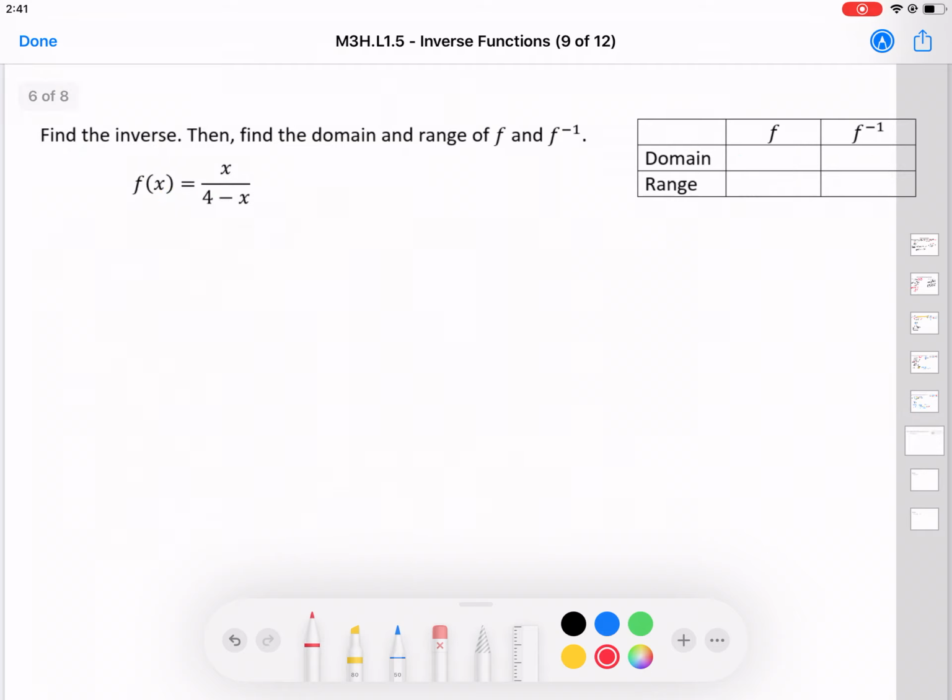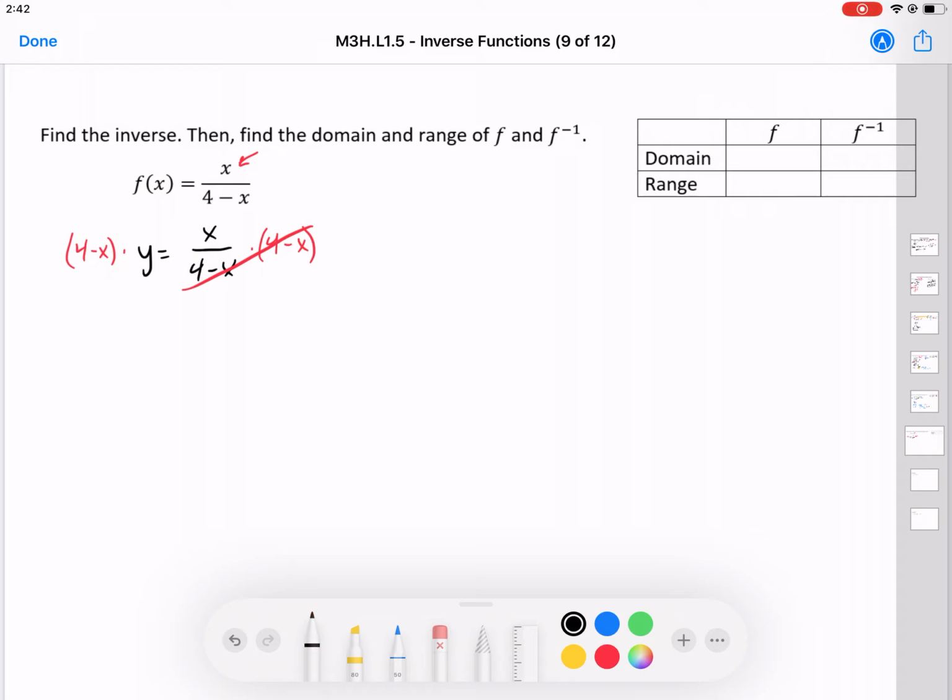All right, here's another tricky one. This time it's a little harder just because there's that x on top in the numerator. But rather than going through the domain and range, I'm just going to go ahead and show how to solve this. Or at least that'll be my main focus. So once again, multiply both sides by the denominator.